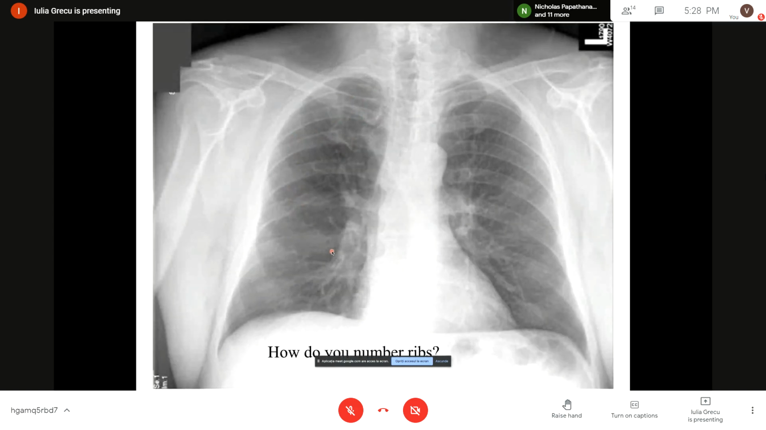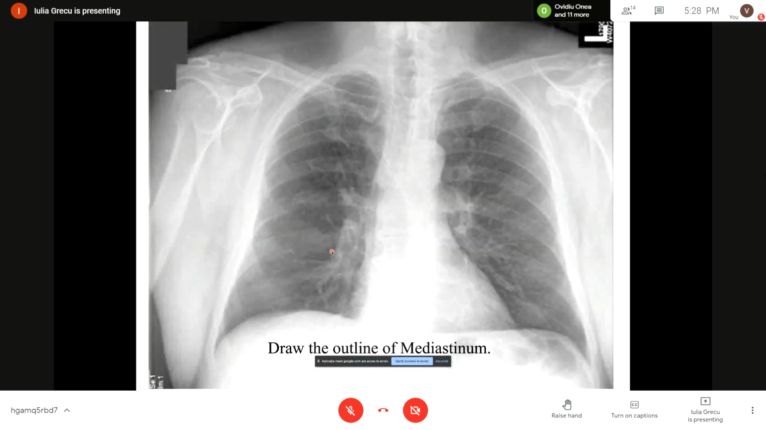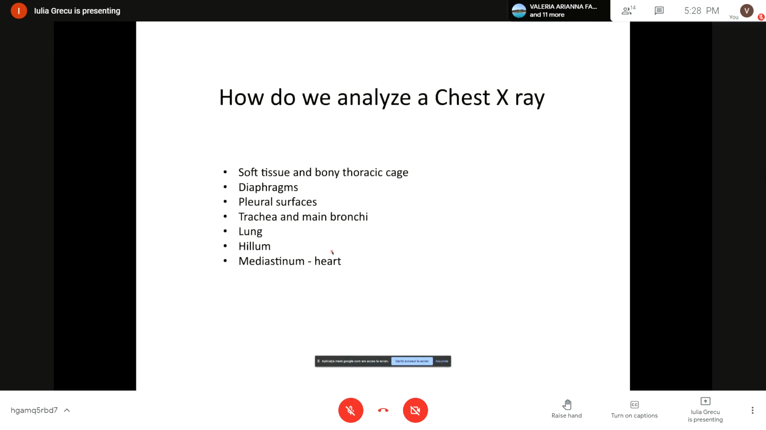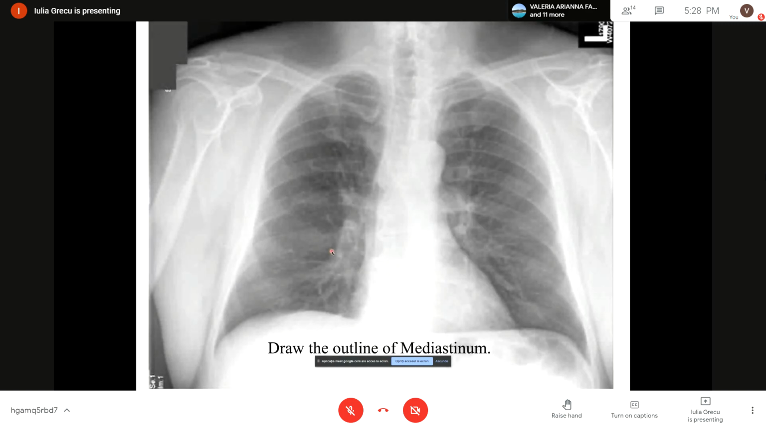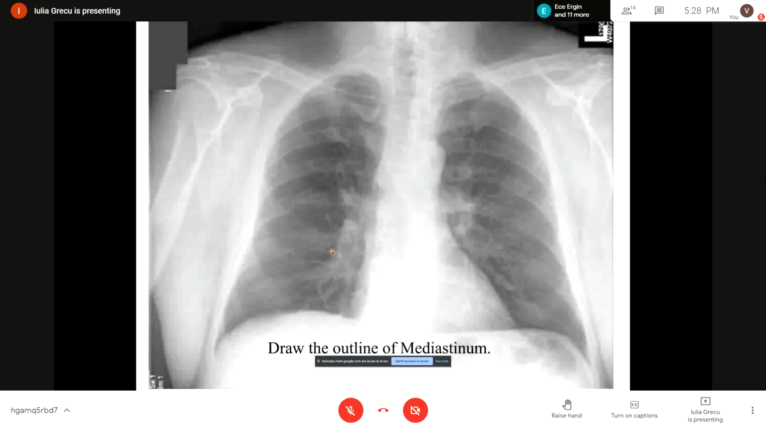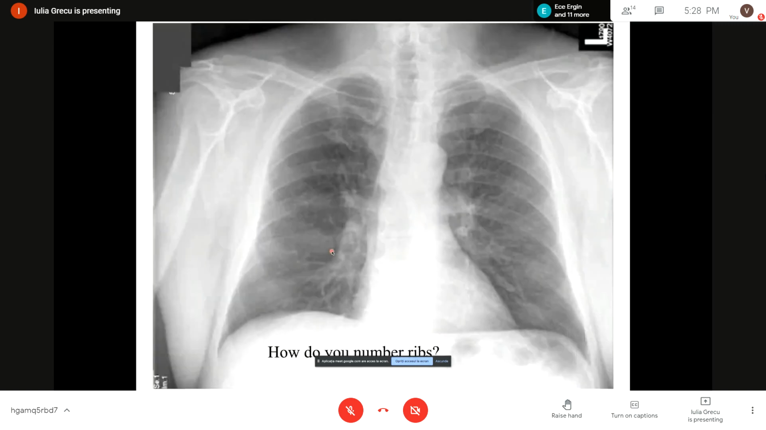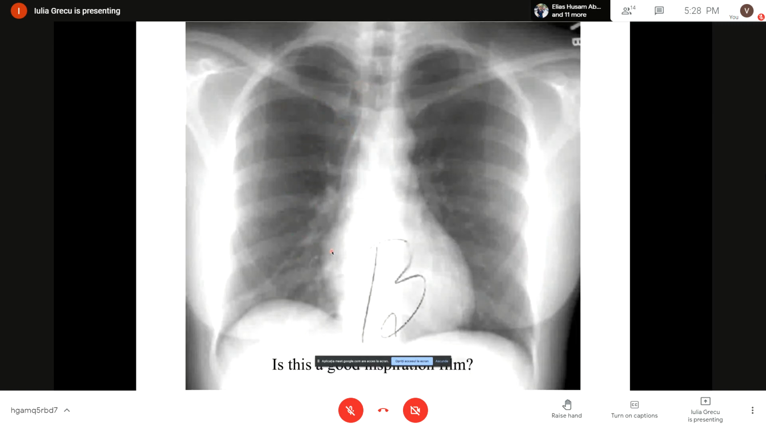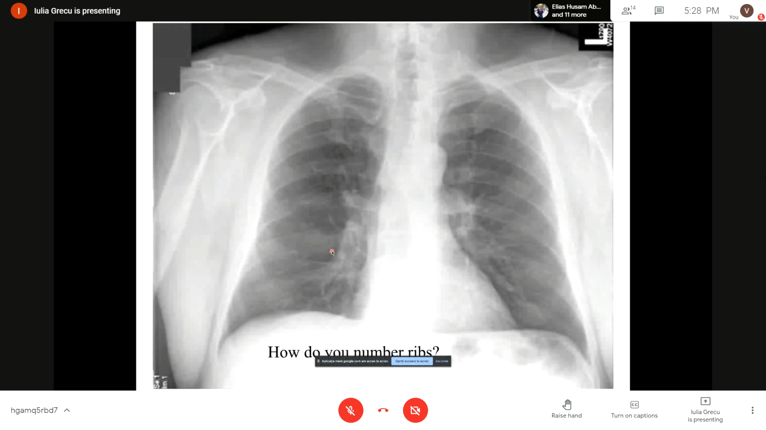This material will be posted on the classroom at the end, so I hope it's useful to you. Okay, I'm going to skip this image a bit because we will discuss it later in more detail. Okay, so if there are any questions until this point about how to correctly perform a chest X-ray, please.